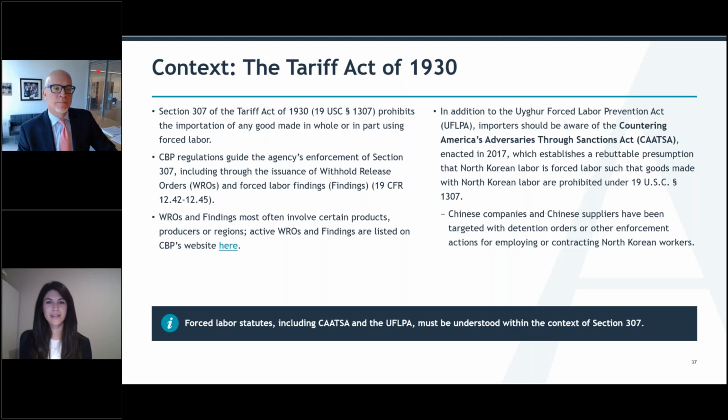However, the Tariff Act is also supplemented with certain geography-specific legislation. And I'm going to talk for the most part about the UFLPA, but I also wanted to give a quick mention to CAATSA, which is the Countering America's Adversaries Through Sanctions Act, which establishes a rebuttable presumption that any good made with North Korean labor is necessarily forced labor, and as such, under Section 307, is prohibited from entry into the United States. And I think CAATSA mostly has been applied against Chinese companies and Chinese suppliers, at least for the moment. And on to the next slide, please.